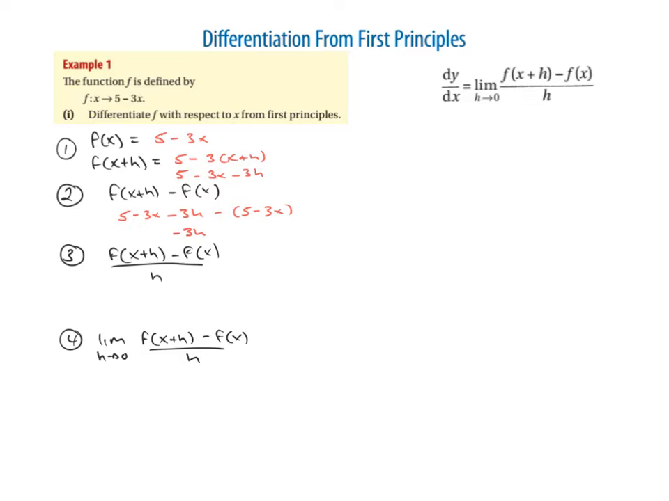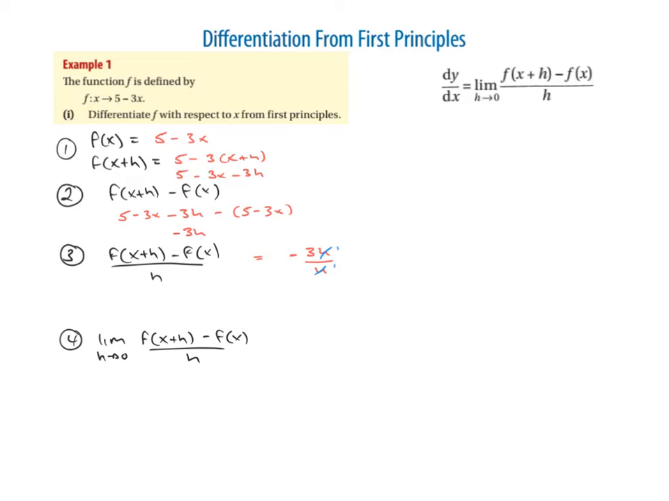Okay, so we've done this bit. Now we're going to divide by h. So this is equal to minus 3h divided by h. And you can see here that the h's will factor out, so that will leave us 1 and 1. So we now know that that is equal to minus 3.